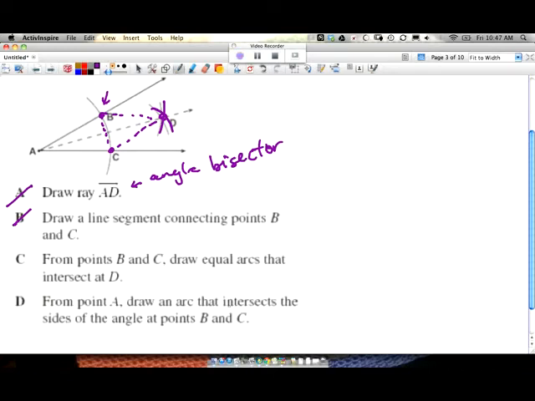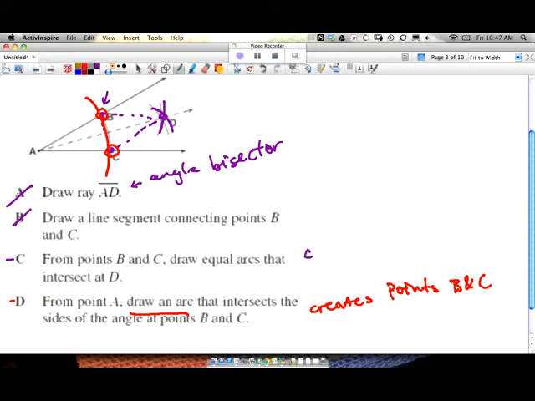From point A, draw an arc that intersects the side. So that first one looks like it's either C, or let's look at what D would be. D would be to draw this arc there. Okay. Well, what would you have to do first? Well, in order for me to have points B and C, I have to draw the arc first before I even have B and C. So at the angle at points B and C, this right here creates points B and C.